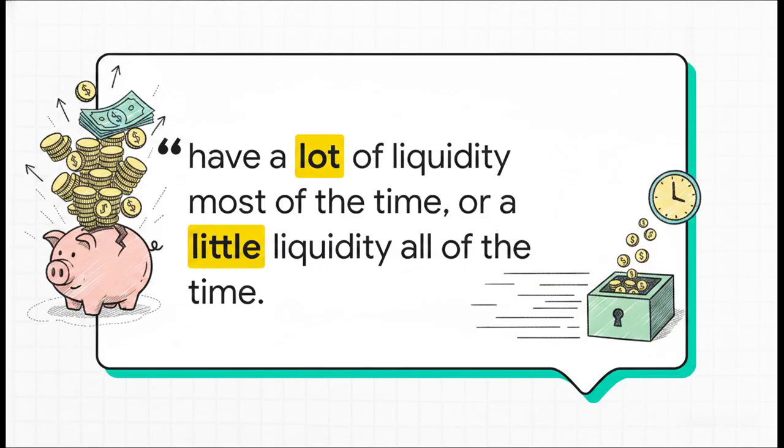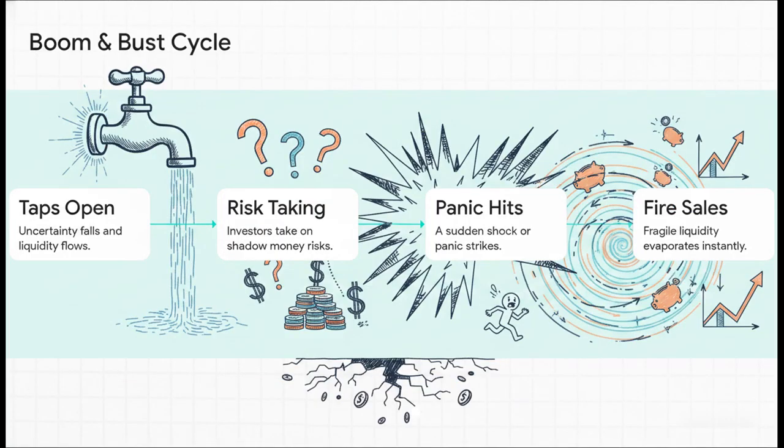As the researchers put it, you can have a lot of liquidity most of the time or a little liquidity all of the time. And guess what? Our financial system definitely chose the first option. This sets up a brutally predictable boom and bust cycle. Step 1, the central taps open, uncertainty drops, and everything feels amazing. Step 2, investors get greedy for returns and start taking on those shadow money risks, leveraging themselves up. Step 3, boom, a sudden macro shock or panic hits out of nowhere. And step 4, all that fragile liquidity just vanishes. It evaporates instantly. Everyone sprints for the exit all at once, triggering massive fire sales that can absolutely decimate a retail portfolio.